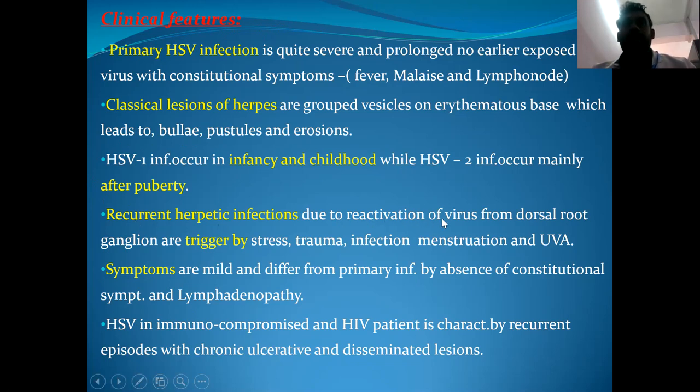Recurrent herpetic infections due to reactivation of the virus from the dorsal root ganglia are triggered basically by things such as trauma, infection, stress, menstruation, and sometimes even excessive sun exposure. Symptoms are usually mild in recurrent infections, and they differ from primary infection by the absence of constitutional symptoms and lymphadenopathy. HSV infection in immunocompromised and HIV patients is characterized by recurrent episodes, and sometimes it can lead to chronic ulceration and sometimes disseminated lesions.